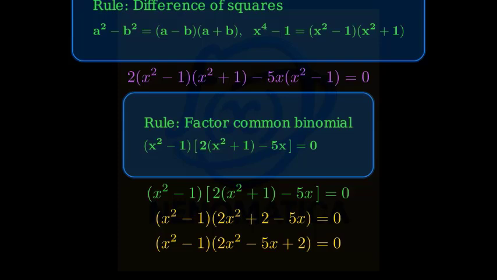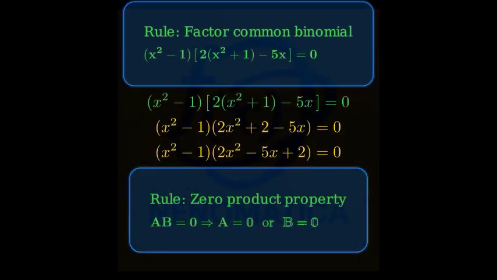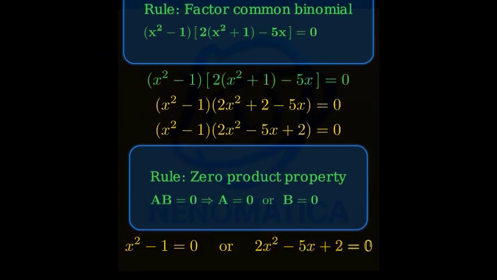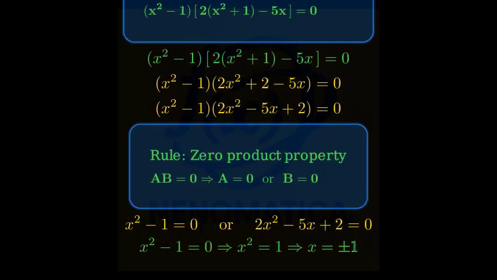Step 5. Apply the zero product property. If a product is 0, at least one factor must be 0. So either x^2 - 1 = 0, or 2x^2 - 5x + 2 = 0. Solve the first factor. x^2 - 1 = 0 gives x^2 = 1, so x = ±1.